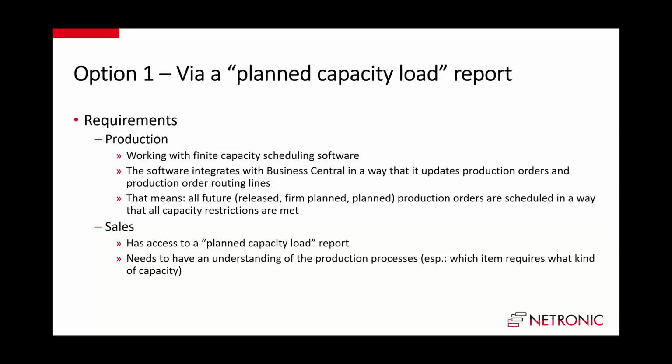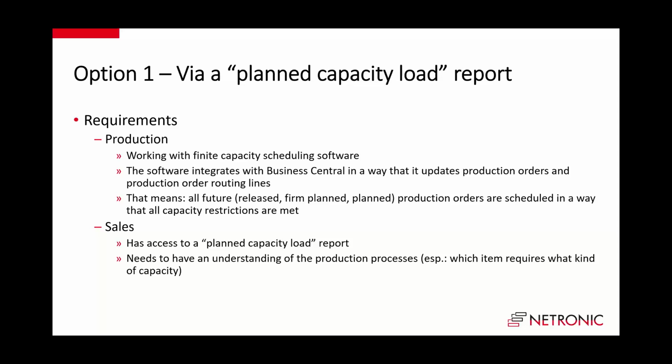Whatever, it could be as easy as this, but it requires that on the production side we work with finite capacity scheduling software, so that we have the information to derive what I just explained, and the capability to build a report that salespeople can look at and understand the capacity utilization. Ideally, the software integrates with Business Central in a way that it not only reads data, but also updates production orders and production routing lines, so that such a report, as long as it is part of Business Central, is always current.